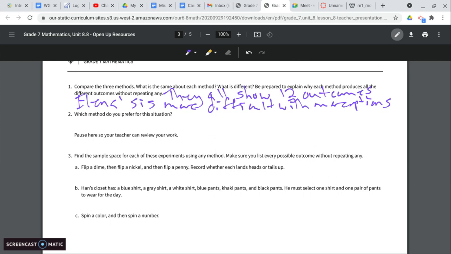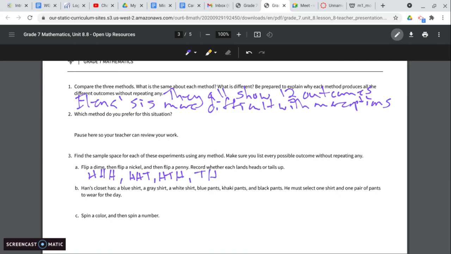Make sure you list every possible outcome without repeating any. So for A, we have flip a dime, then a nickel, then a penny. Record whether each lands heads or tails up. So we'd have heads, heads, heads. We'd have heads, heads, tail. We'd have heads, tail, heads.